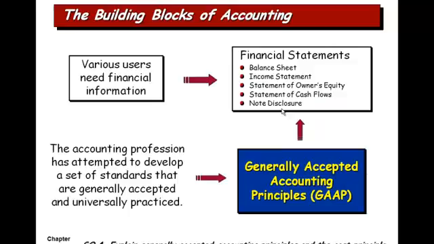Okay, the building blocks of accounting. Various users need financial information, which is these financial statements: balance sheet, income statement, statement of owner's equity, statement of cash flows, and note disclosure. What note disclosure is, that's basically every time we have a set of financial statements, a set of audited financial statements, GAAP, generally accepted accounting principles, requires certain disclosures, which will be in narrative format, in written format, as if you were writing a paper, to explain certain terms and stuff, not just in quantitative form, as you would see in the financial statements, but more qualitative as far as a summary.